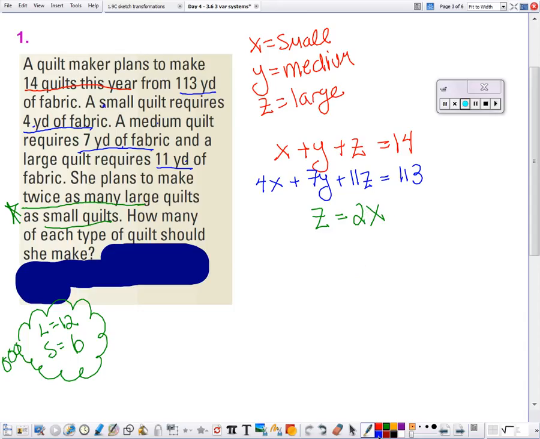So now for this equation, to solve it, we're not going to use elimination because this problem already has just 2 variables. So we're going to use substitution. So the first thing we're going to do is take this 2x and plug it in for z here and for z here.